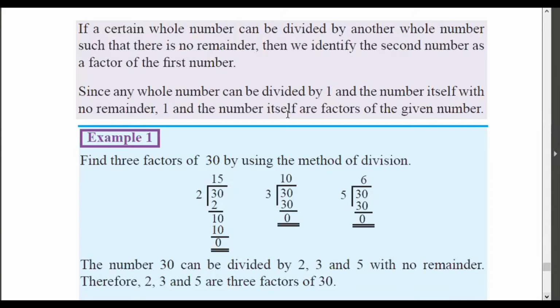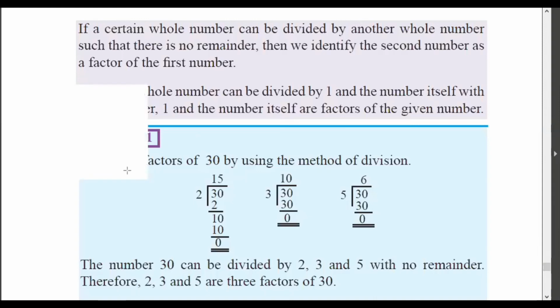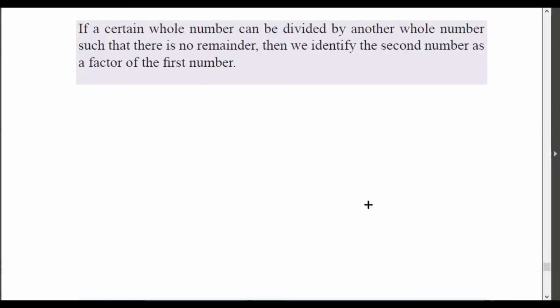Right, now write this down. Put a star mark and write. If a certain whole number can be divided by another whole number such that there is no remainder, then we identify the second number as a factor of the first number.